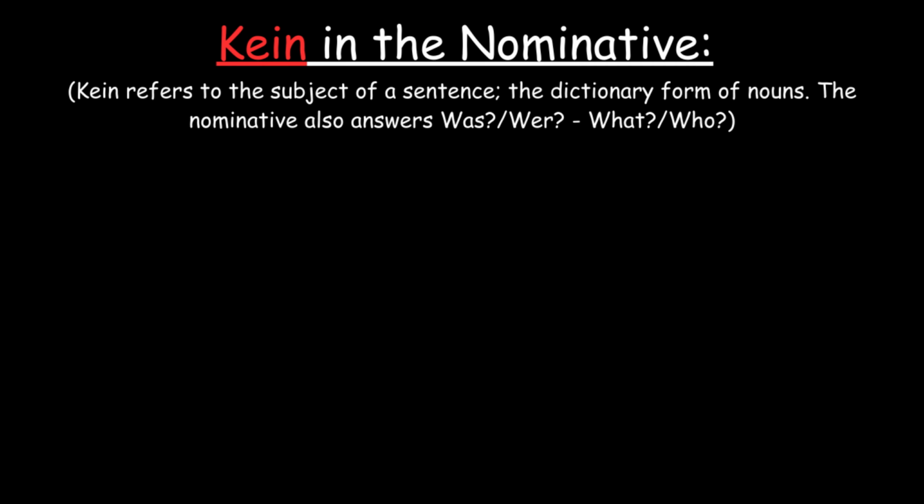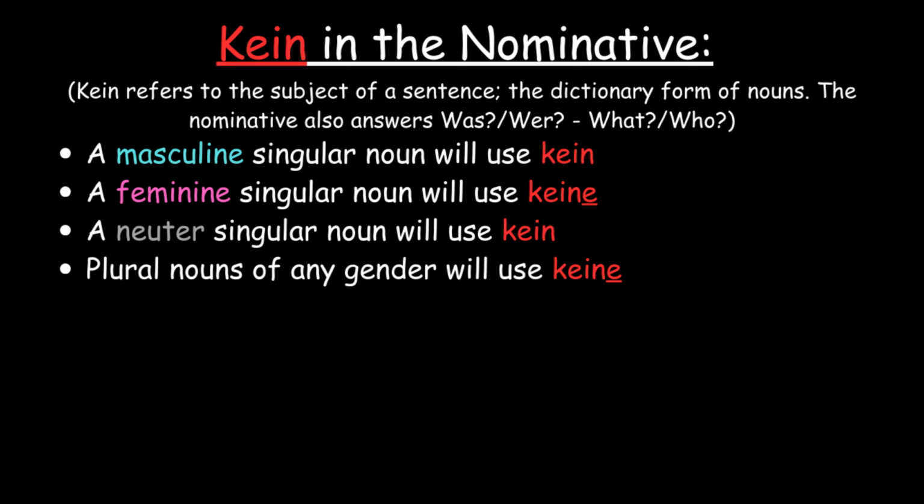In the nominative, we use kein when referring to the subject of a sentence, considering that the case is the dictionary form of nouns. The nominative also answers was, wer, and its negation with kein in every gender and number looks like this. A masculine noun will use kein. A feminine noun will use keine. A neuter noun will use kein, and plural nouns will use keine.